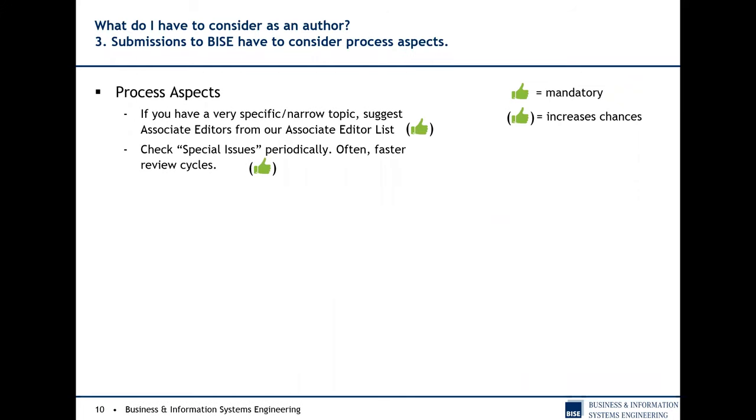Then with respect to the process, if you do happen to have a very specific or narrow topic, you may well like to consider advising or suggesting an associate editor from our list, which is available on our website, to make sure that there is a proper fit and a proper understanding of your niche topic. And another recommendation we like to make is to check the special issue announcements periodically. Jan already gave an example. The big advantage of special issues, we believe from an author standpoint, is that they allow for faster review cycles.